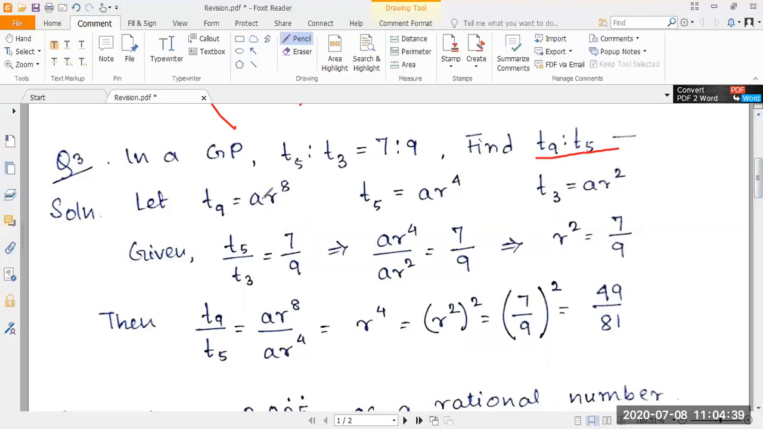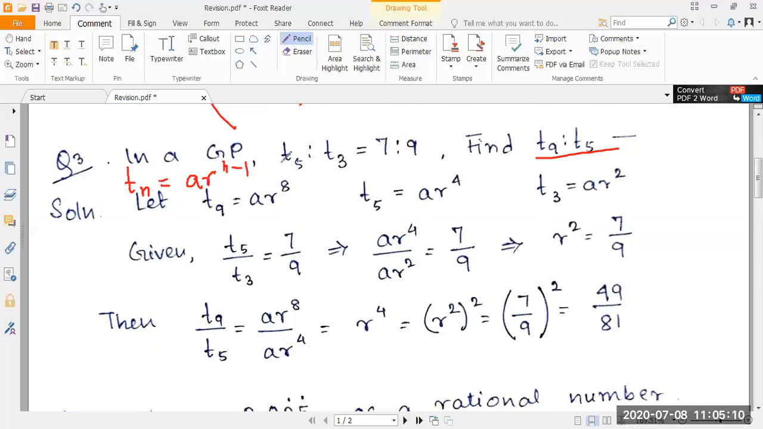So I assume that the first term is A. Let me just write the general form here first. So I have Tn equals A r to the power n minus 1. Pardon my dangerous handwriting though. So we have Tn equal to A r to the power n minus 1. Again, note that the exponent of r is one less than the number of the term that we consider.